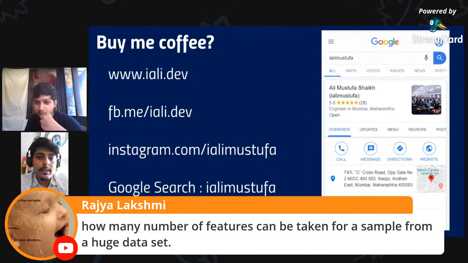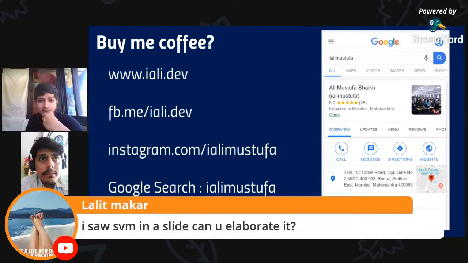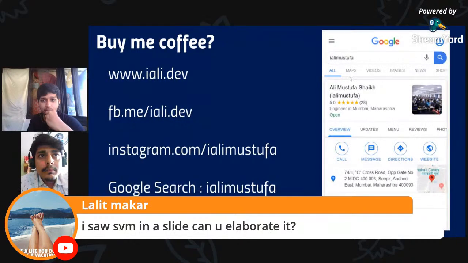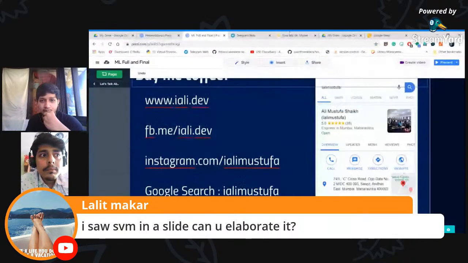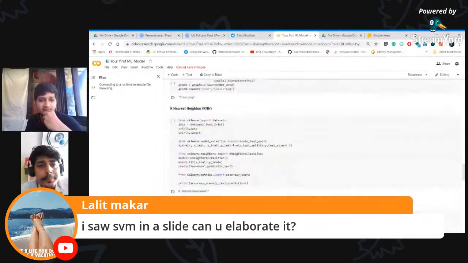Okay, there was one more question. I missed it. SVM, where is it? I saw a slide of SVM. Yes, I did mention SVMs in that code lab. There is a theory mentioned there. Give me a quick minute. If you see here, I have mentioned the theory about SVM, support vector machines.